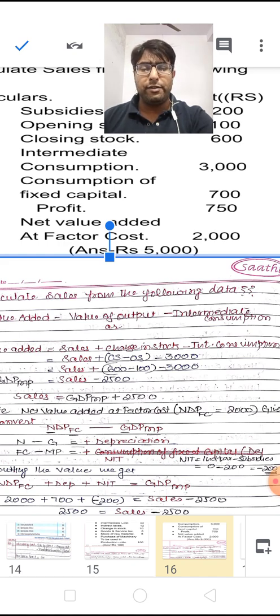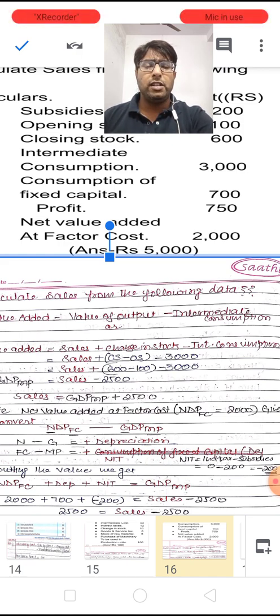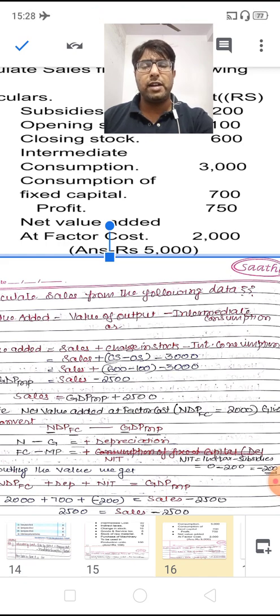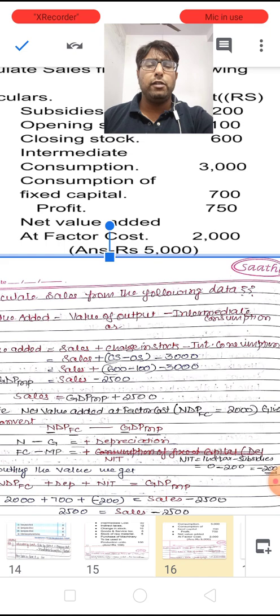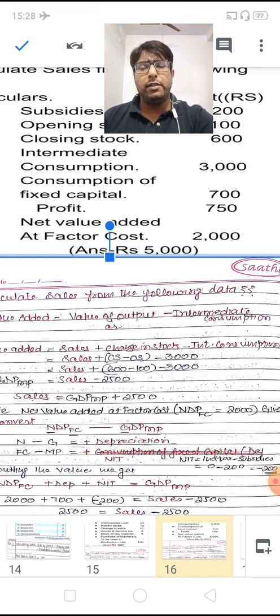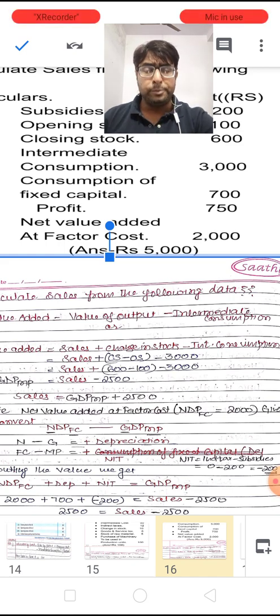So sales, we have to find out. Putting the values of closing and opening stock, we will get 600 minus 100 minus 3000, which is always equal to sales minus 2500, because we will get the positive value of 500 and a negative value of 3000. So 3000 plus 5000 becomes 2500 negatively. So GDPMP is obviously equal to sales minus 2500, or you can say that sales is equal to GDP plus 2500.